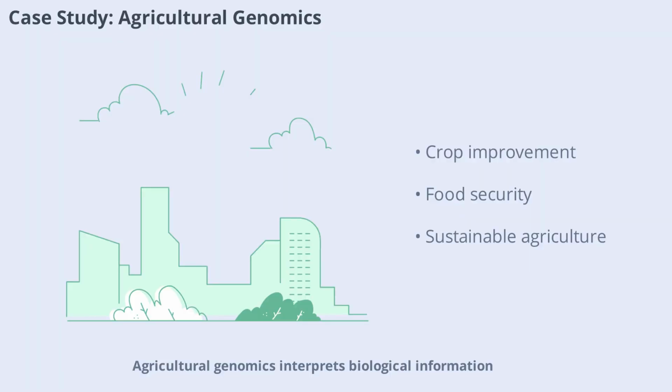Agricultural genomics interprets biological information to improve crops and livestock. By identifying genes linked to yield, disease resistance, and nutrition, scientists can breed better varieties and ensure food security. This field is essential for sustainable agriculture and feeding a growing population.